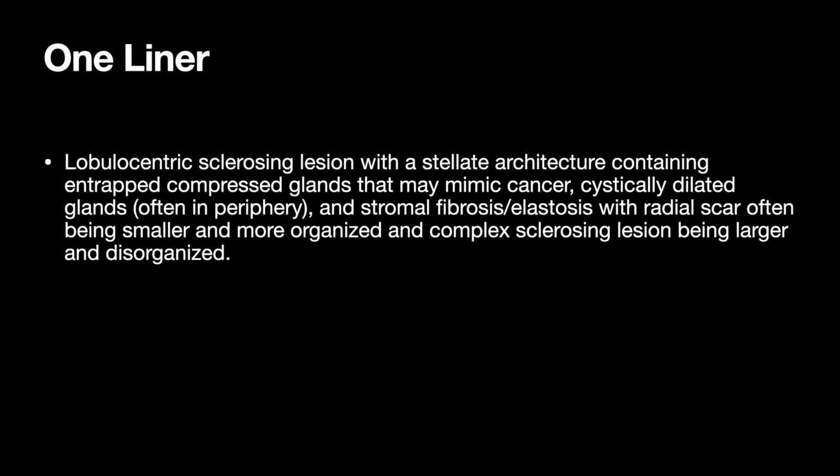Let's talk about radial scar or complex sclerosing lesion. One liner: it's a lobulocentric sclerosing lesion with a stellate architecture containing entrapped compressed glands that may mimic cancer. It has cystically dilated glands, often in the periphery, and stromal fibrosis/elastosis, with radial scar often being smaller and more organized, and complex sclerosing lesions being larger and disorganized. This is benign, but it looks scary.